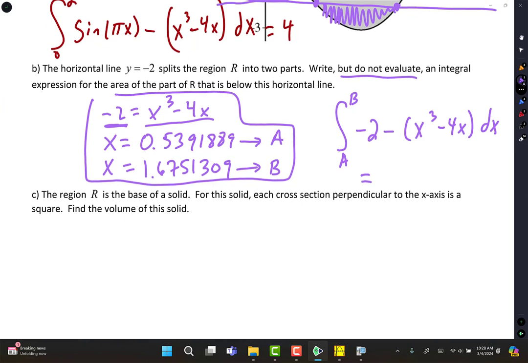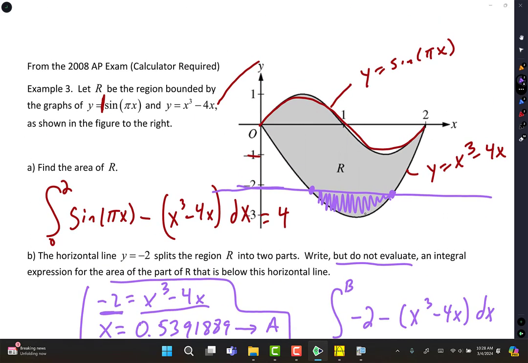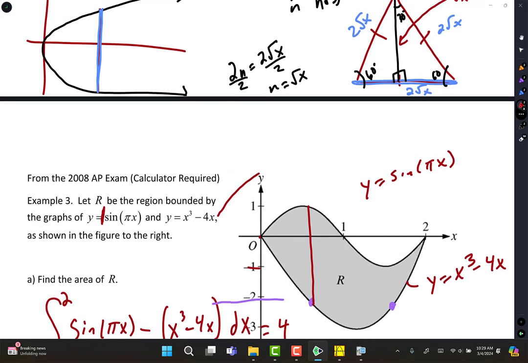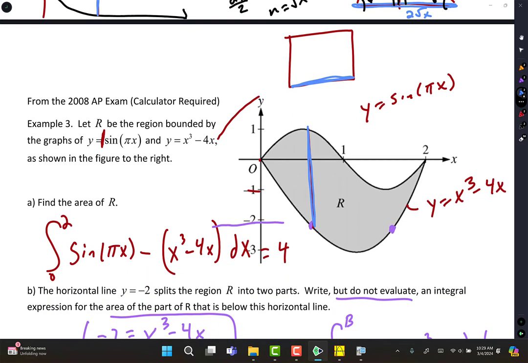The region R is the base of a solid. For this solid, each cross-section perpendicular to the x-axis is a square. So let me erase this. All right, guys, so look what we have. Every time I cross perpendicular to the x-axis, so this right here, that is a square. It's coming out of the board. It looks like this, where this line here is this line there. Cool or not cool? Esperanza, you all right?